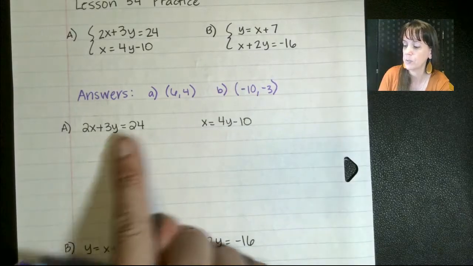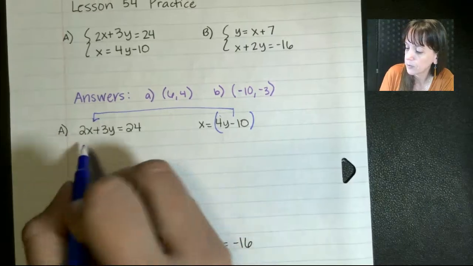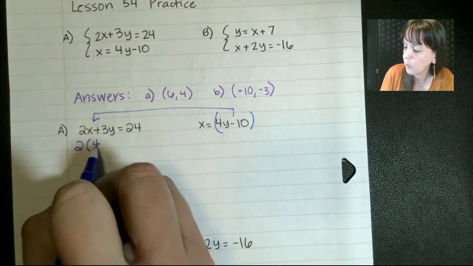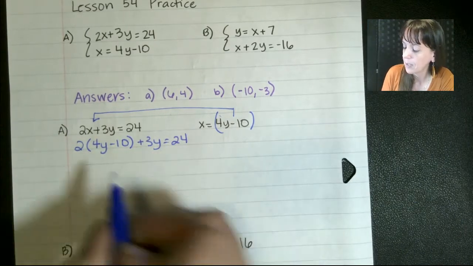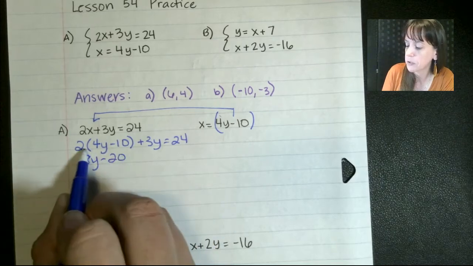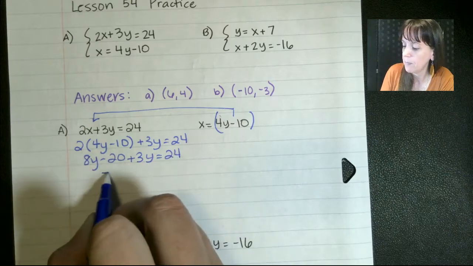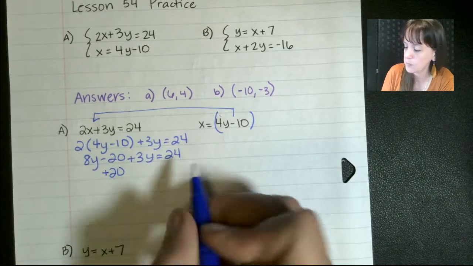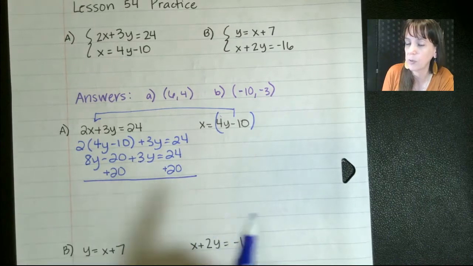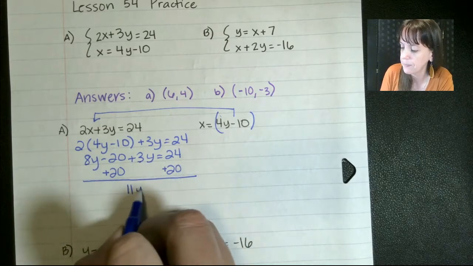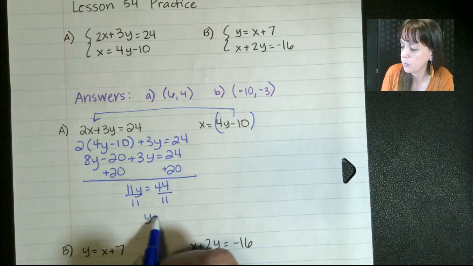Okay, so for this one, I have x equals all this garbage. Take that, put it in over here. So 2, and instead of x, I've got 4y minus 10, plus 3y equals 24. So that gives me 8y minus 20, I'm distributing, plus 3y equals 24. Add 20 to both sides because I'm doing the opposite of subtracting. At the same time, I can do 8y and 3y, so that's going to be 11y equals 44. Divide both sides by 11. I get y equals 4.